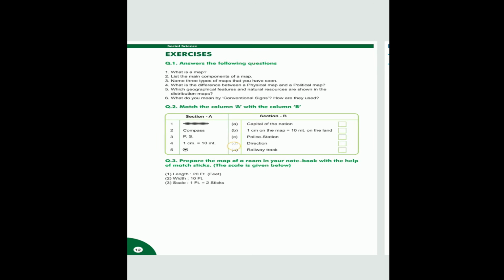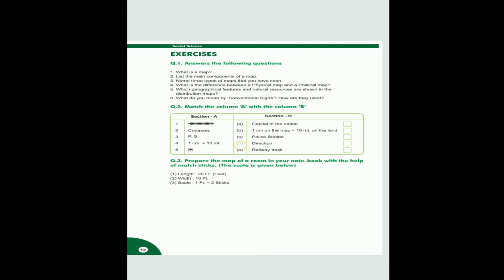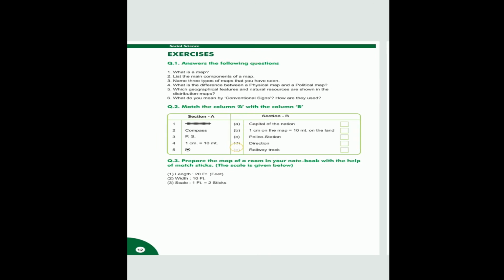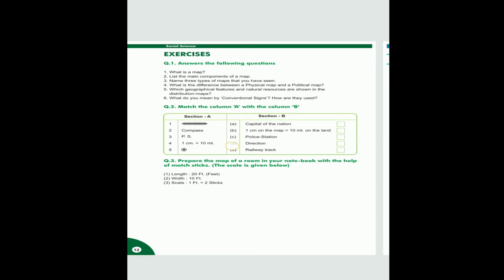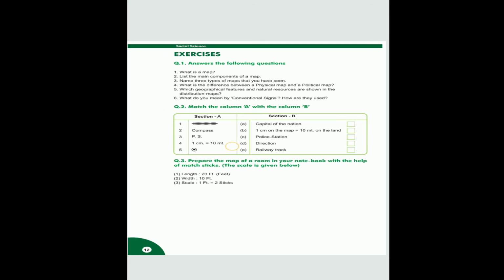Name 3 types of maps that you have seen. You have to tell what is the difference between a physical map and a political map. Which geographical features and natural resources are shown in the distribution map? What do you mean by conventional sign? How are they used?